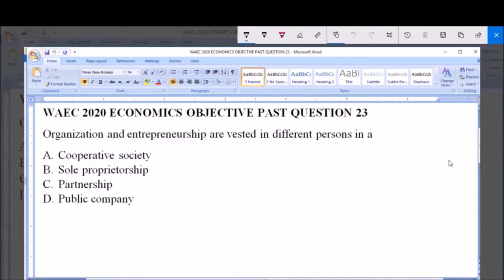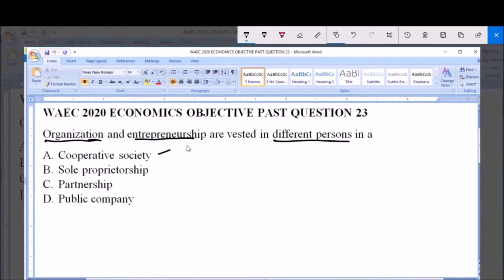Organization and entrepreneurship are vested in different persons in a: A, cooperative society, B, sole proprietorship, C, partnership, D, public company. So you have various types of companies here, and we are asked for the company in which organization and entrepreneurship are vested in different persons.